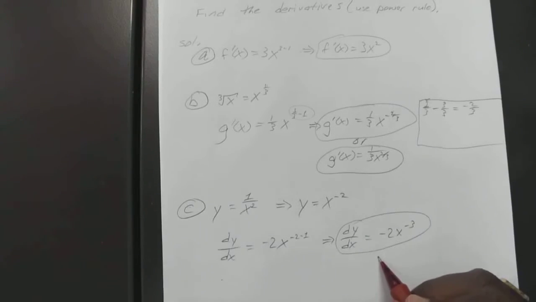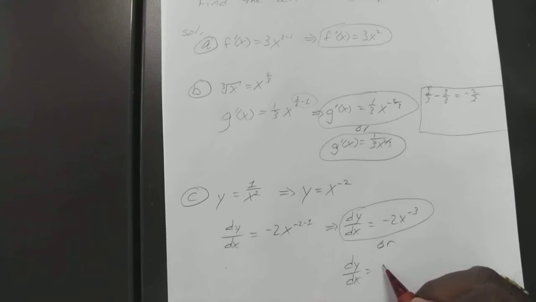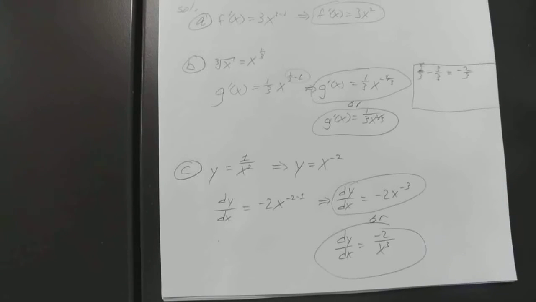Or you can write it as negative 2 over x to the 3rd. Same thing either way. Any questions on any of those? So you're always just going to bring the exponent down and subtract 1 from it.